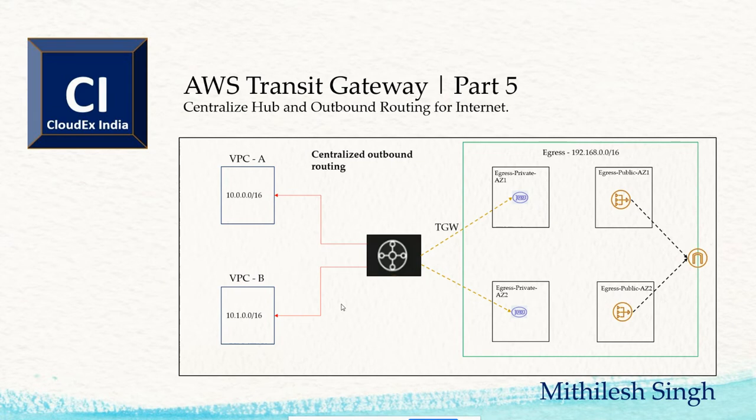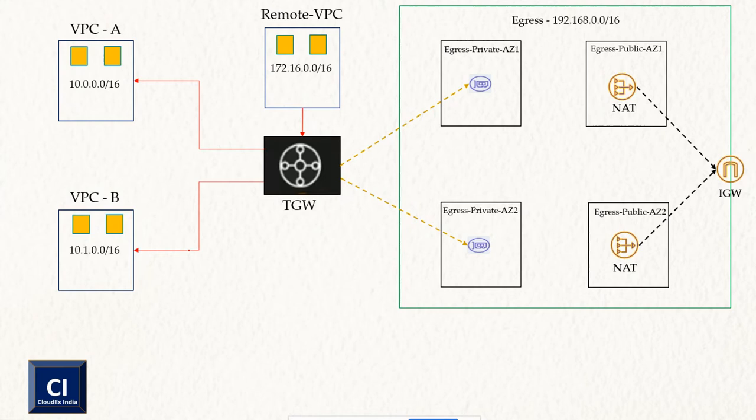This is the fifth part of AWS Transit Gateway. In today's session, we will see how we can configure Transit Gateway to control outbound traffic. Okay, so let's see in detail. So this is our design.